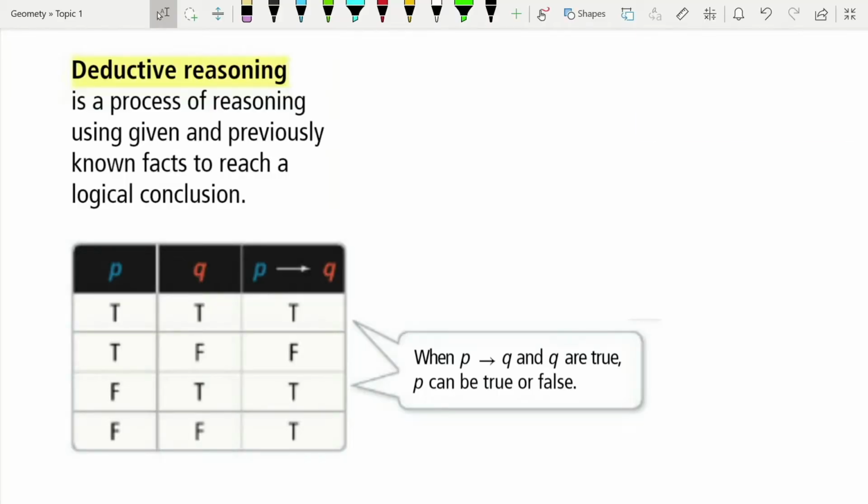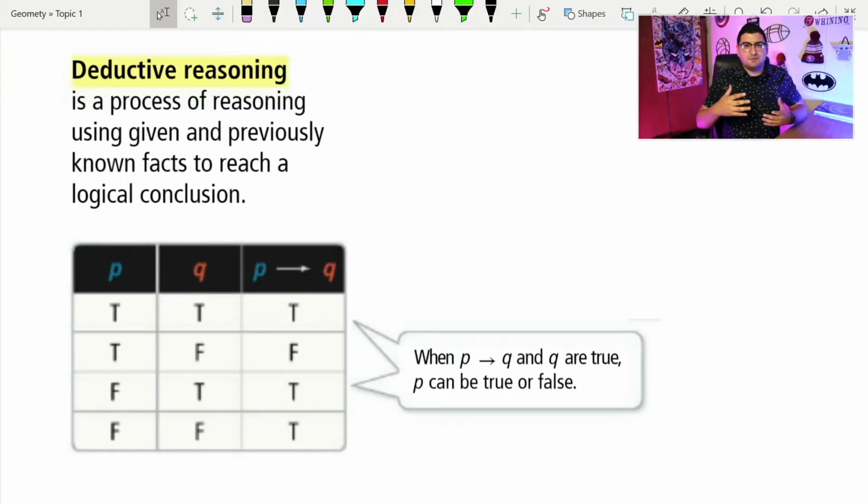What's going on, everyone? Today we're going to be talking about deductive reasoning. Let's go ahead and get started. So what is deductive reasoning, and what's the difference between deductive and inductive?